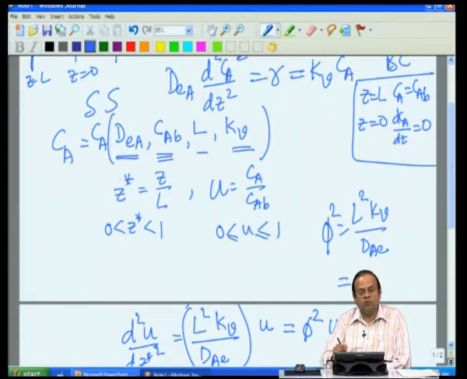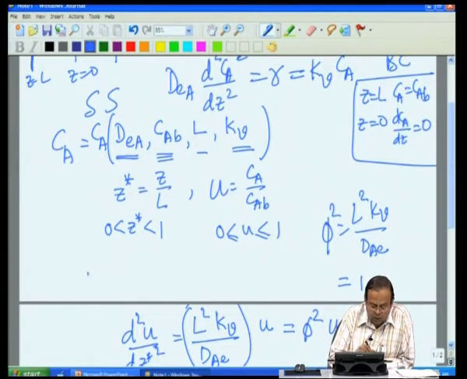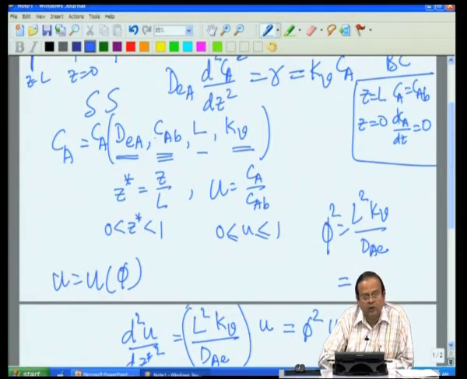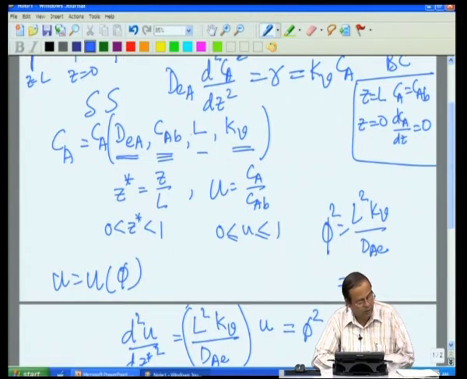Of course, in terms of dimensional quantities the solutions will differ, but all I need is to solve this equation for u. So, u is now only a function of phi, instead of Ca being a function of these 4 variables. If I solve it for one value of phi, I have actually solved for several different values of these 4 parameters.